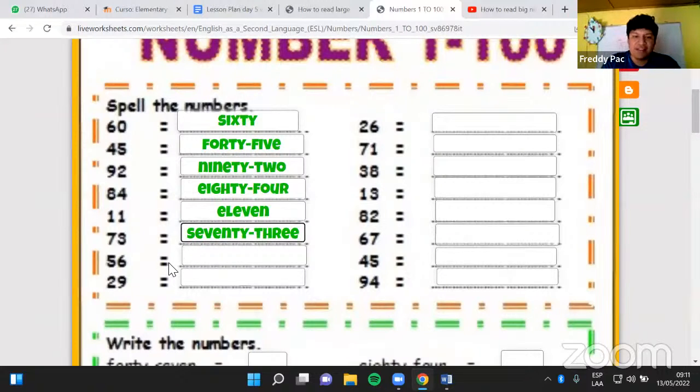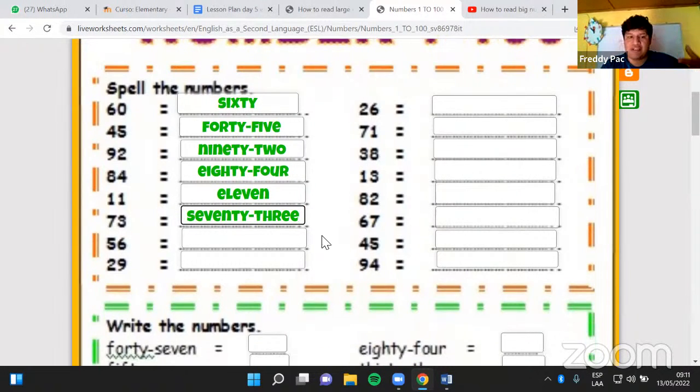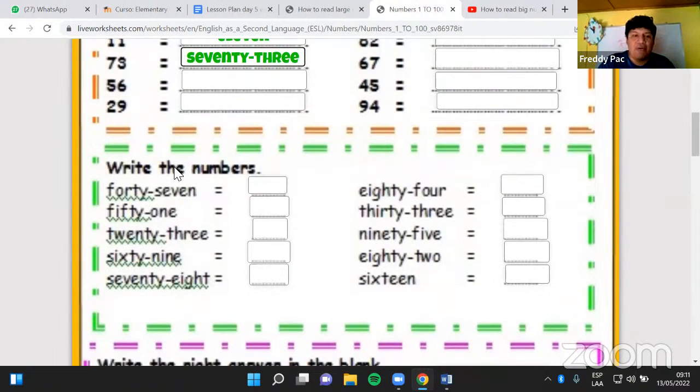Now, guys, I already did this. Your job is to complete this, but don't worry. We will continue practicing right now because you are going to do the rest. So now this is the other way around. This is write the numbers.